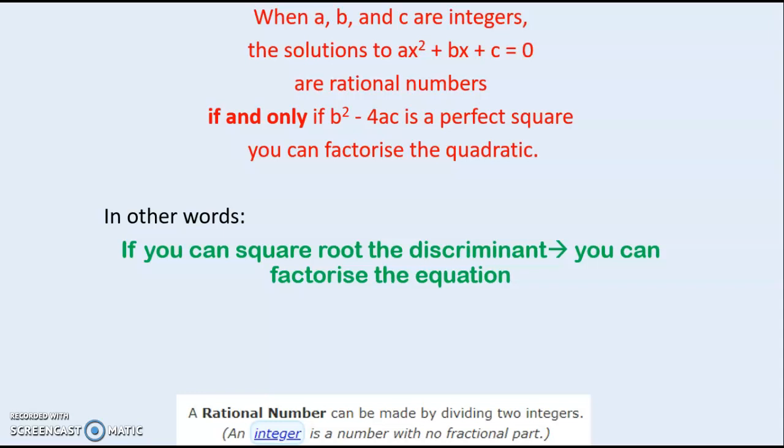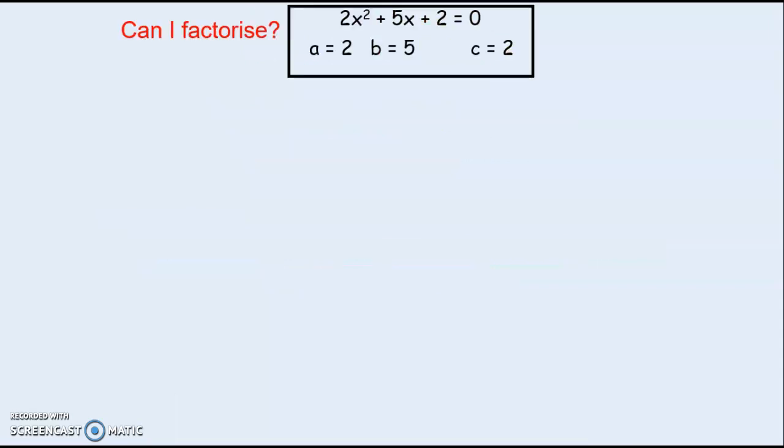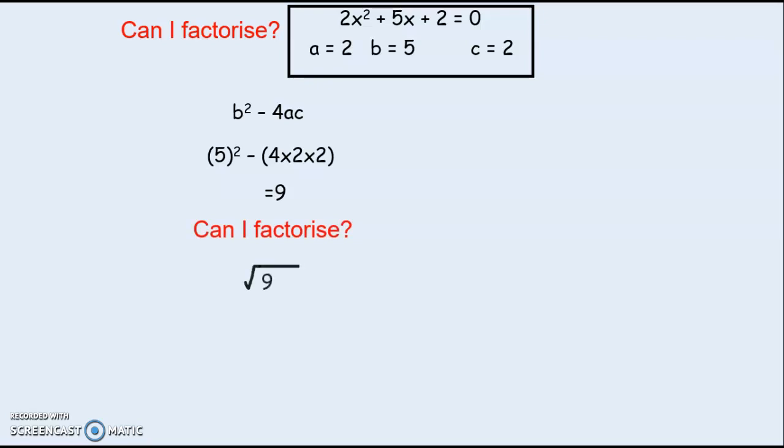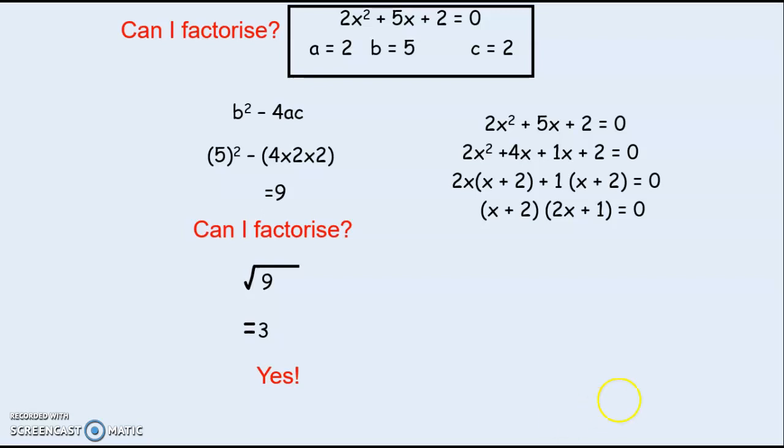So let's look at a quick example just to finish off. Here I want to know, can I factorize this? So 2x squared plus 5x plus 2 equals 0. Well, let's check with the discriminant. So I'm going to substitute my values in. I want to work it out. I get 9. So the question is, can I square root 9? Well, I square root 9 and I get 3. So yes, I can factorize. And then you'll see over on the side, this can factorize. So this discriminant is very powerful and you get a lot of information from it.